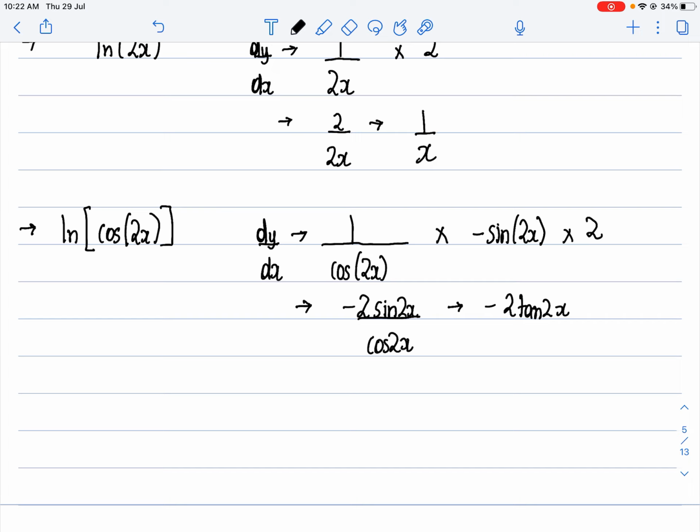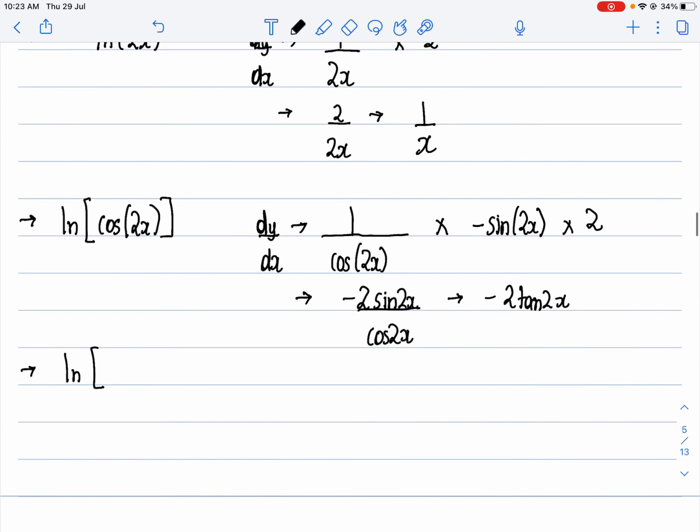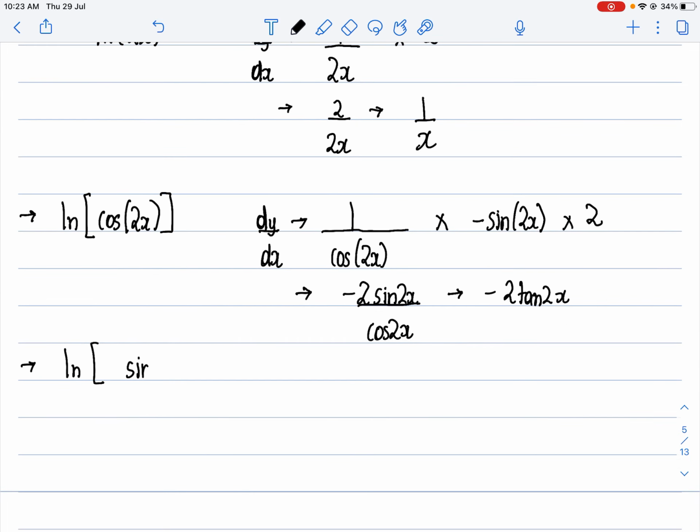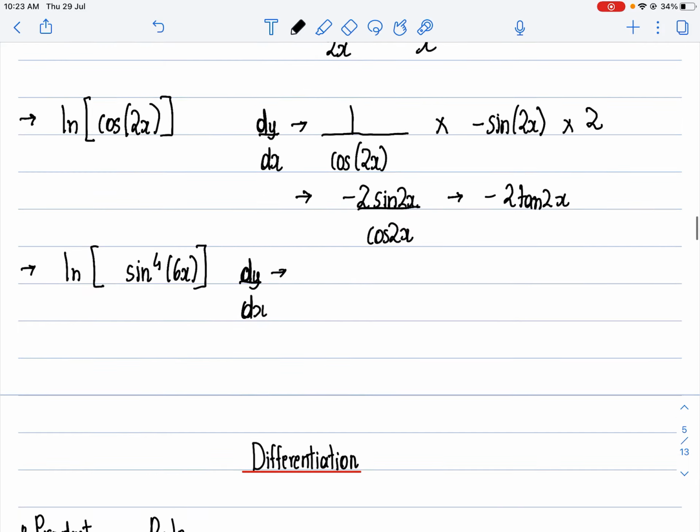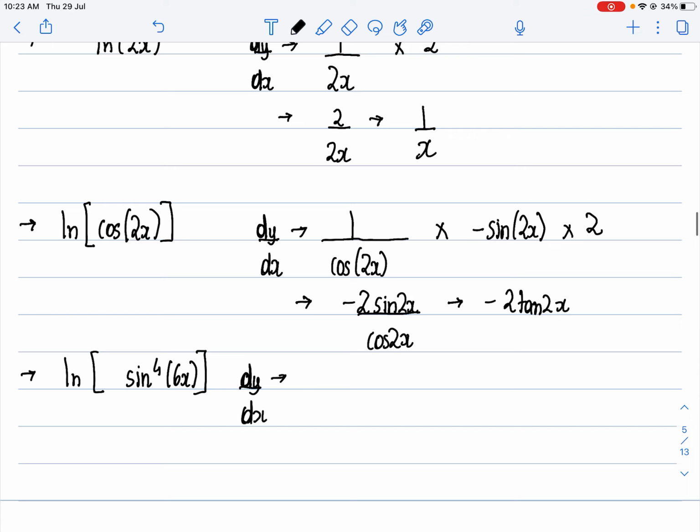So let's do another example, one last example. If I have ln of sine raised to 4 6x, very complicated. So for the dy by dx, before that, I can write this as ln of sine 6x, the whole raised to 4.